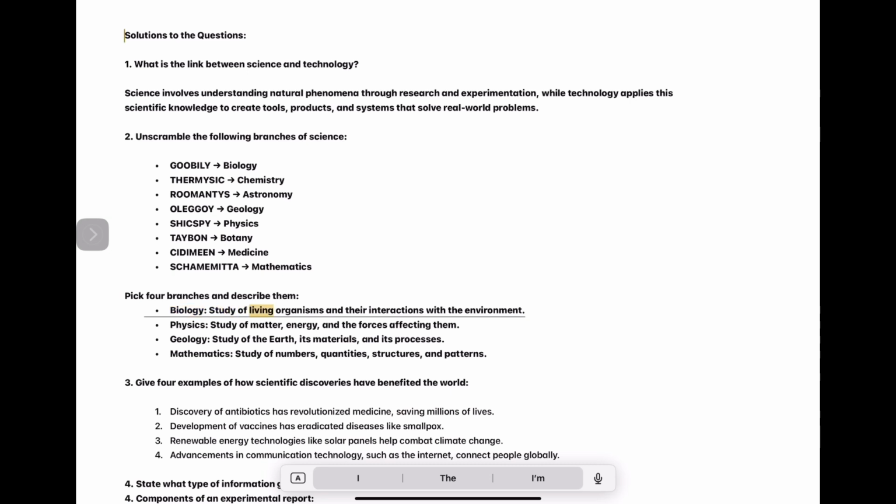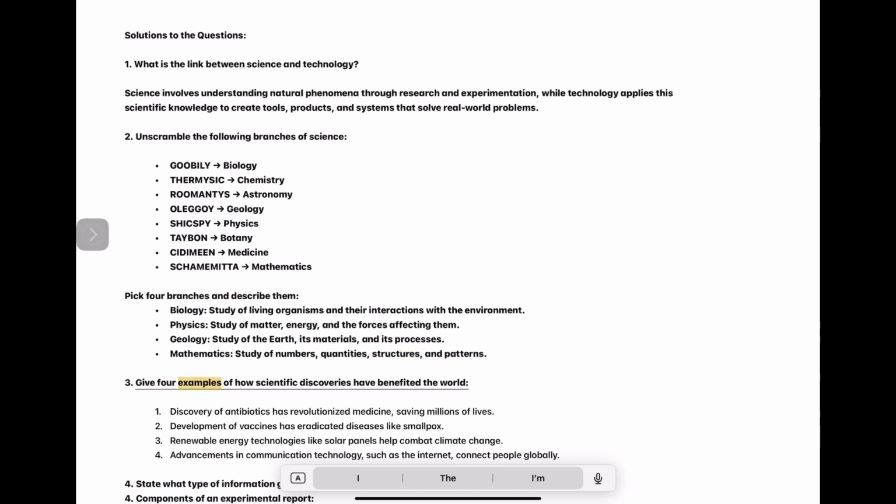Biology, study of living organisms and their interactions with the environment. Physics, study of matter, energy, and the forces affecting them. Geology, study of the earth, its materials, and its processes. Mathematics, study of numbers, quantities, structures, and patterns.